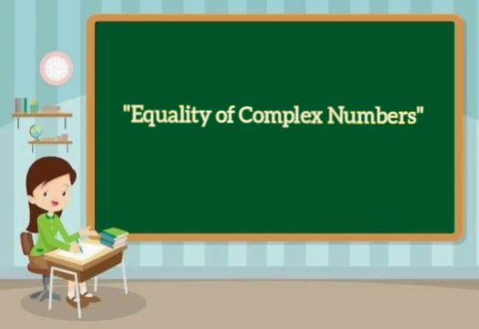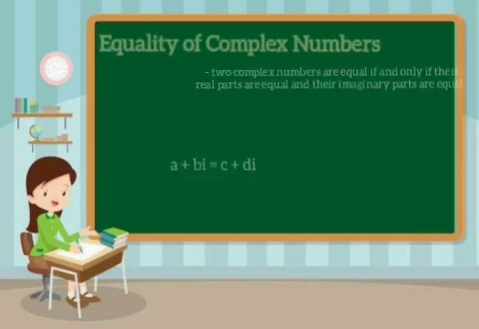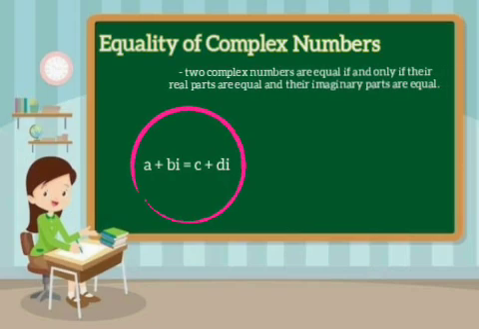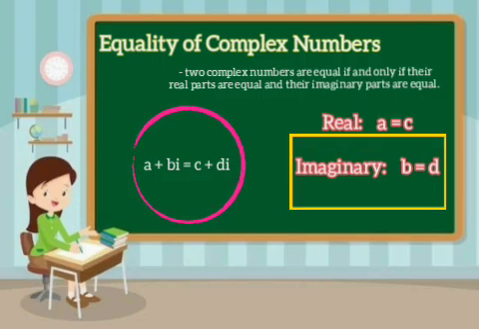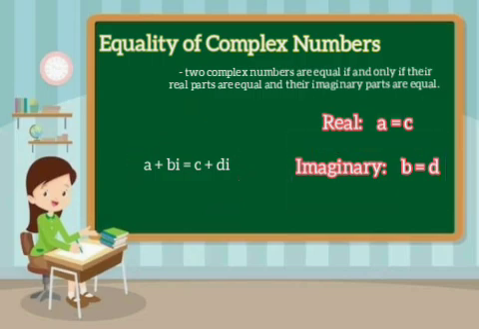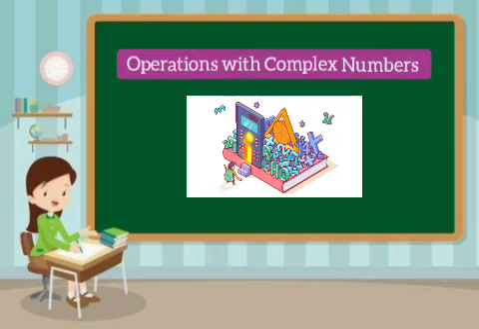Equality of complex numbers. Two complex numbers are equal if and only if their real parts are equal and their imaginary parts are equal. Operations with complex numbers. Let us now look at how to perform basic operations.